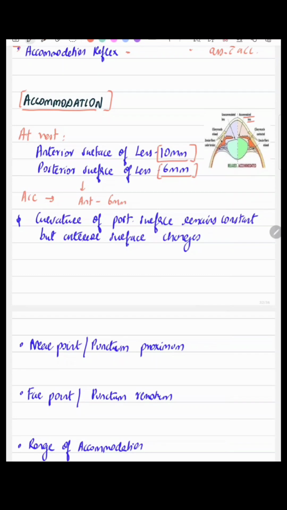During accommodation, the posterior surface of the lens remains unchanged. The curvature of the posterior surface remains constant, but the anterior surface changes. In strong accommodation, the radius of curvature of the anterior surface of the lens also becomes 6 mm.